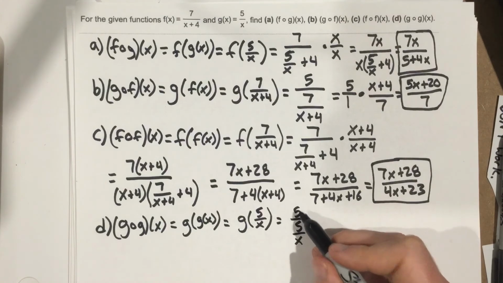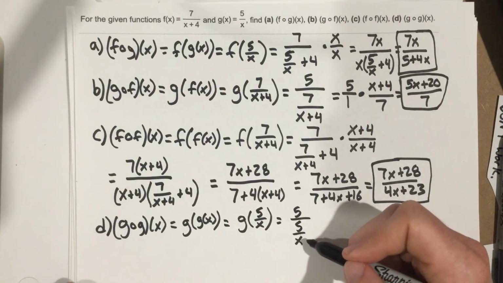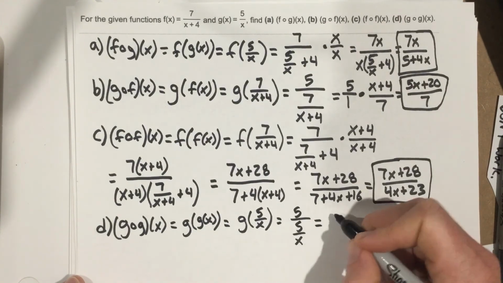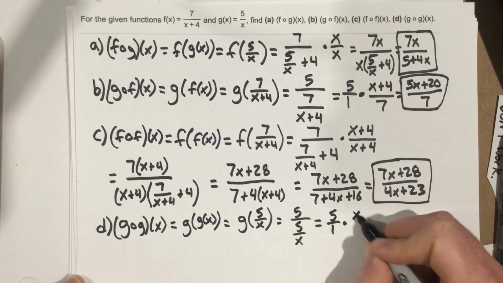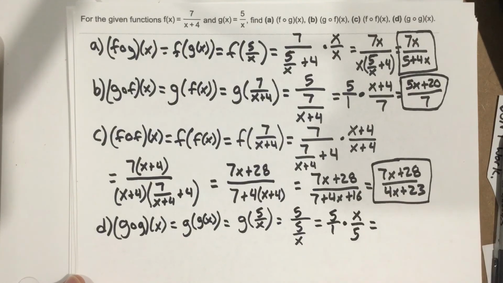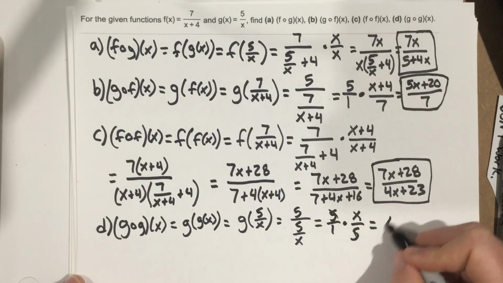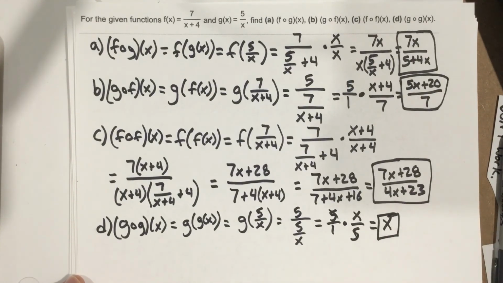Again, this is a fraction on top because it's 5 over 1. On the bottom we have a fraction. We're going to flip and multiply, so this is 5 over 1 from the top times the reciprocal of the bottom, which is x over 5, leaving you just with, the 5's cancel, x. And that's g of g of x.